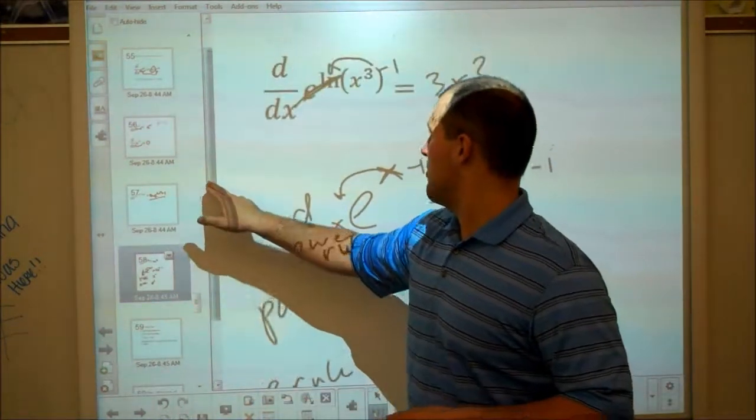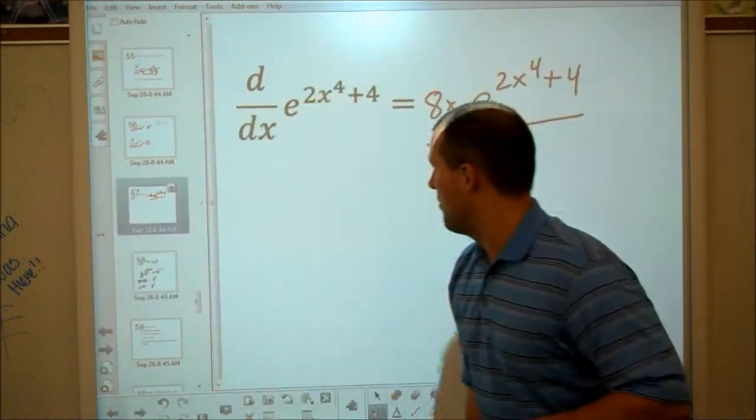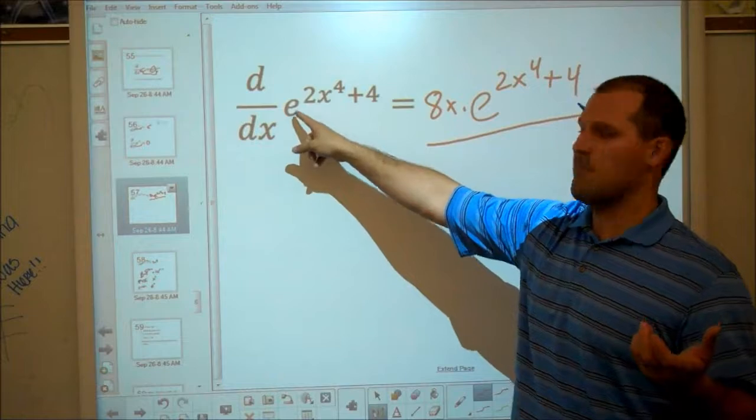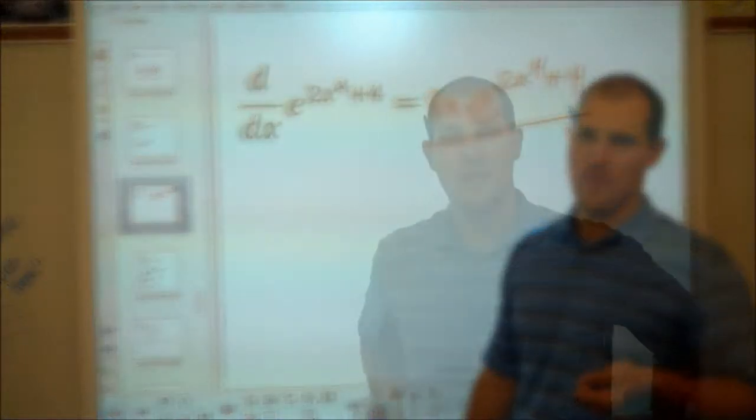Going back up to this example, or even our previous examples, we can see that here the base is e, the exponent is stuff that has x's in it, and since the base is e, we need to use the exponential rule. That's all for today.